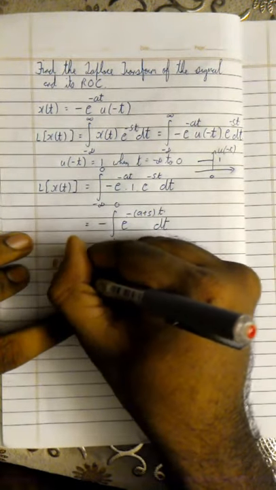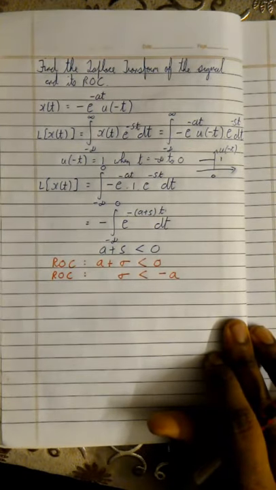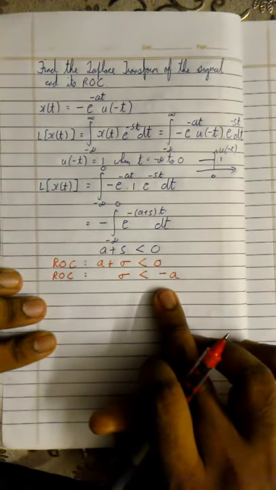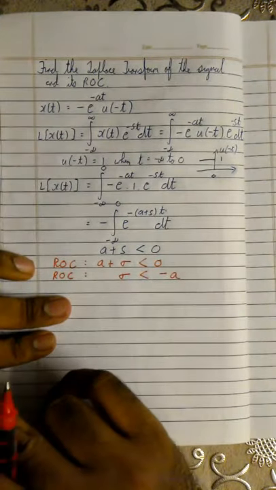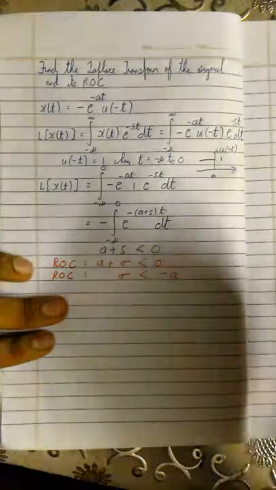ROC must be less than minus a. Okay. So that means my region of convergence is that the value of sigma must be from minus infinity to minus a. That's the meaning of this equation. Okay. Now I continue my problem as before.